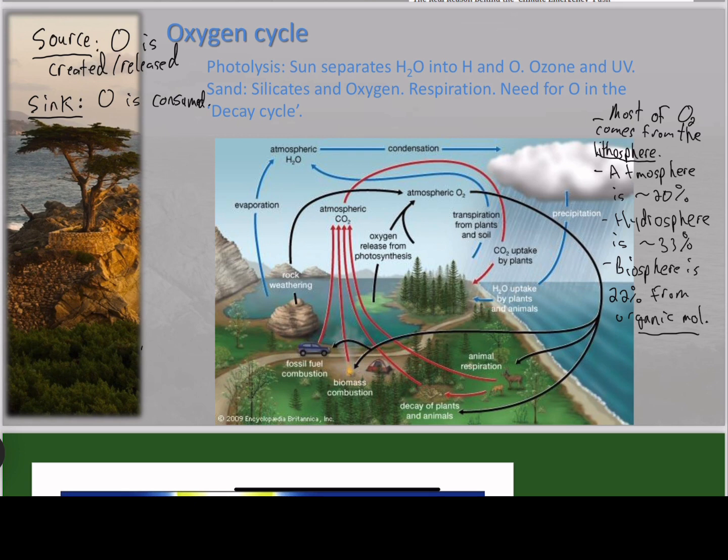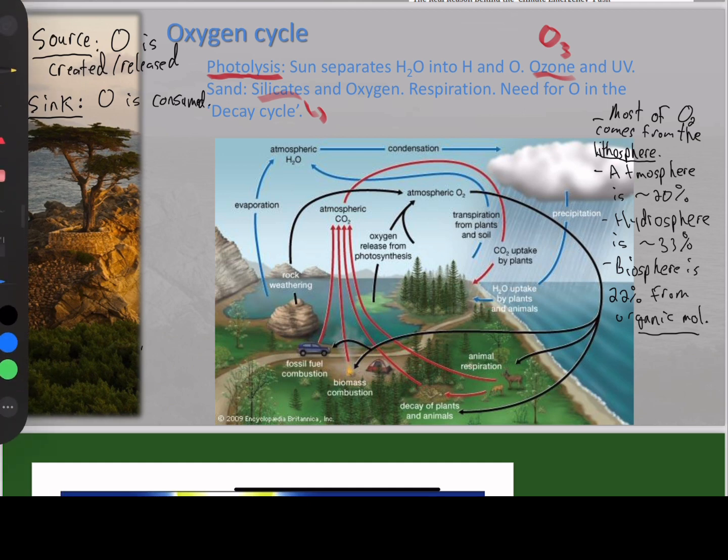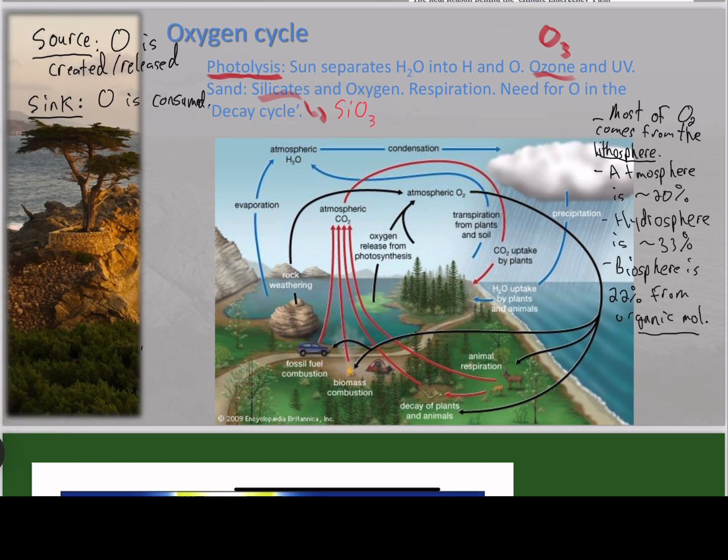So in the atmosphere is where you get most of photolysis, where the sun, which really acts like a catalyst, separates water into hydrogen and oxygen, ozone and UV. And ozone is O3, right? Sand from the lithosphere has a bunch of silicates, which the chemical formula for silicates is SiO3. So that's why it is an oxygen source if you're able to separate the oxygen.